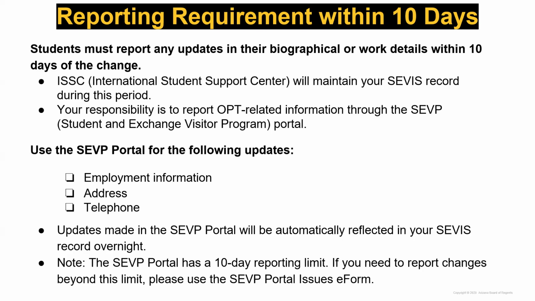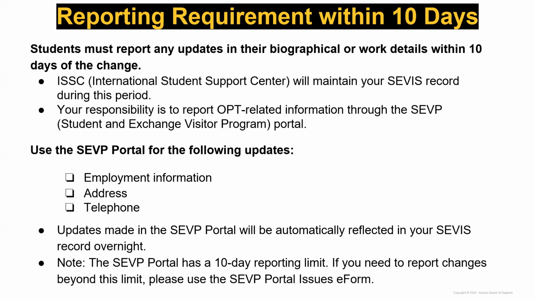Now, updates made in the SEVP portal are going to be automatically reflected in your CVIS record overnight. So they interact and they change over overnight. So don't worry about your CVIS record. If you make it in the SEVP portal, it's going to go there as well. Now, because of that 10-day deadline, the SEVP portal has a 10-day reporting limit. If you need to report changes that go beyond this limit, we do have an eForm that can help you out with it.